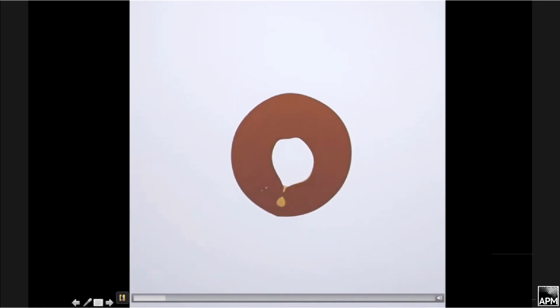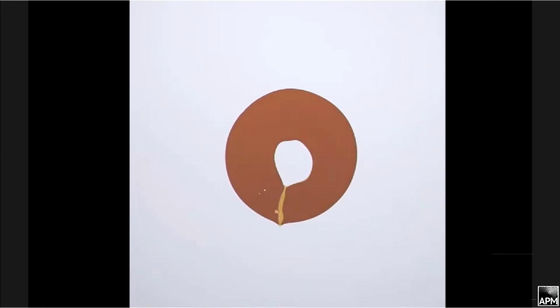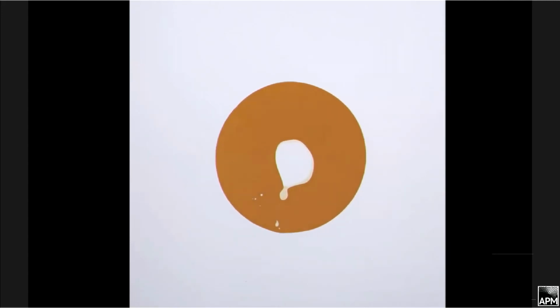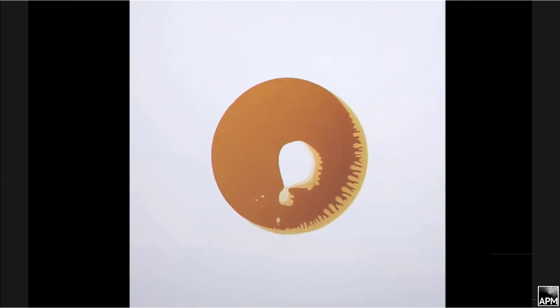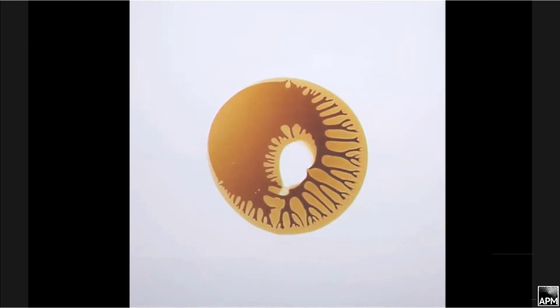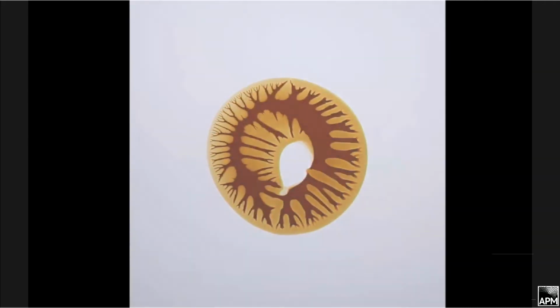Here we go. And you see the air bubble comes out. Its volume of air has to stay constant, but it's not being allowed to remain, and so out it goes. Now we're lifting it up, and you see the Saffman-Taylor instability. So you can see what happens. Really quite dramatic.